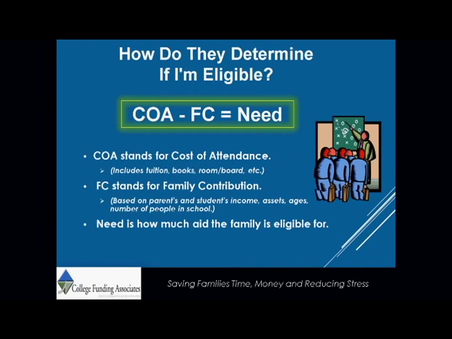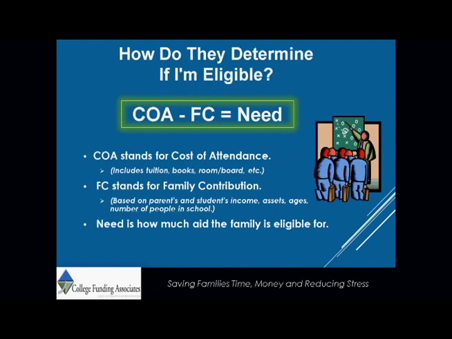If a school has a sticker price of $40,000 and the family contribution is $40,000, 40 minus 40 equals 0. That family shows 0 need. They will not get any need-based aid. The student may still be able to get merit-based aid, but they're not showing need. Now, what if the school costs 40 and the family contribution is 20? Well, 40 minus 20 equals 20. We have a need of $20,000.